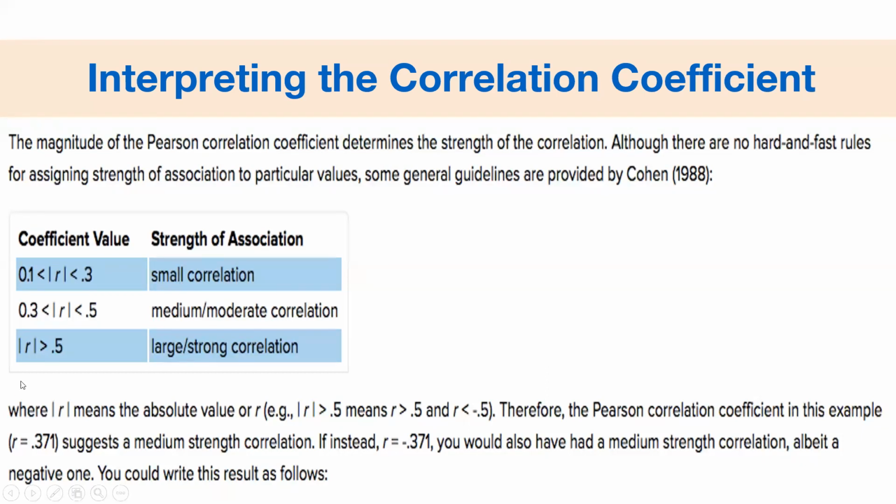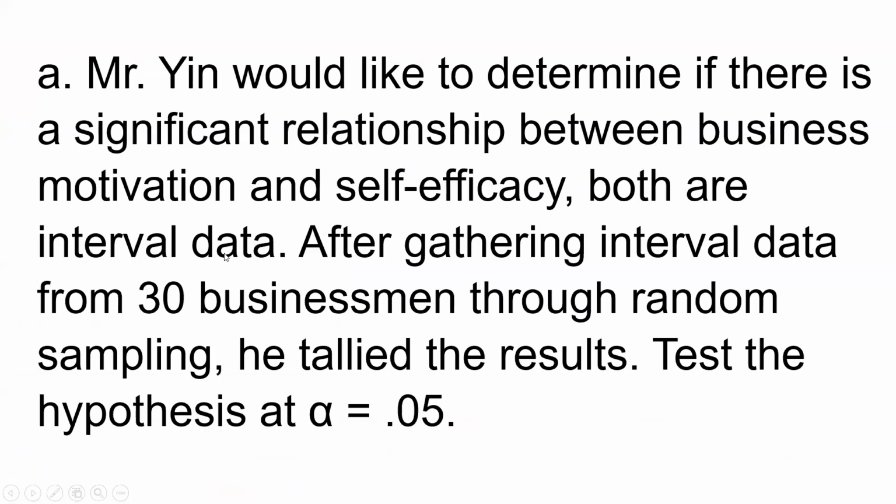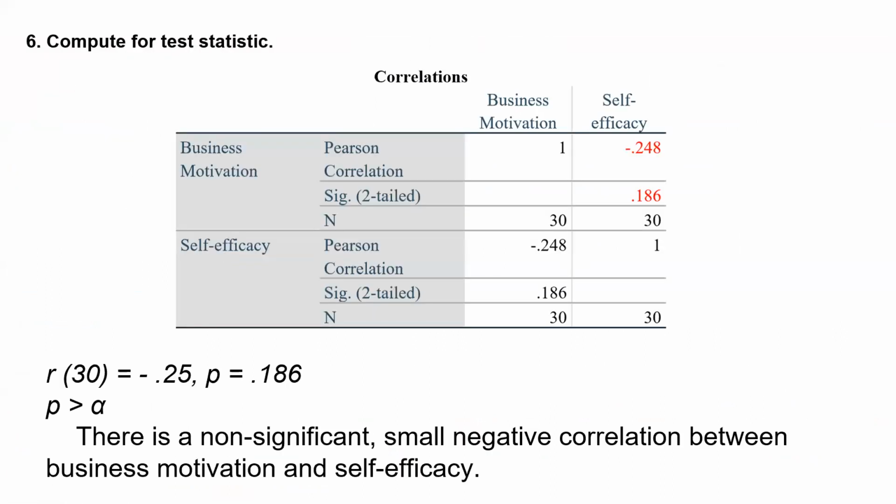Okay, 0.25, its absolute value, the absolute value of negative 0.25, falls between 0.1 and 0.3, right? That's why I copied small. So there is a non-significant, comma, small, negative. Why negative? Because the sign here is negative. If the sign here is positive, you write positive, okay? Correlation between business motivation and self-efficacy, okay?